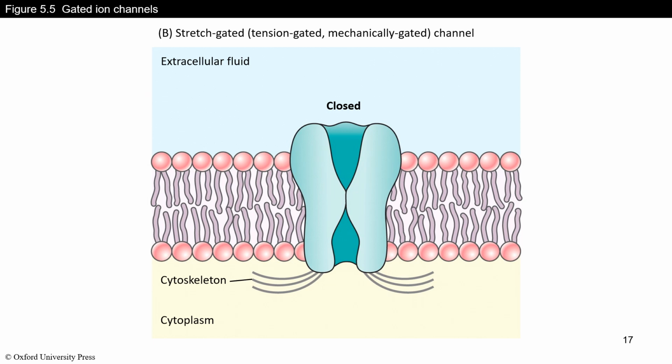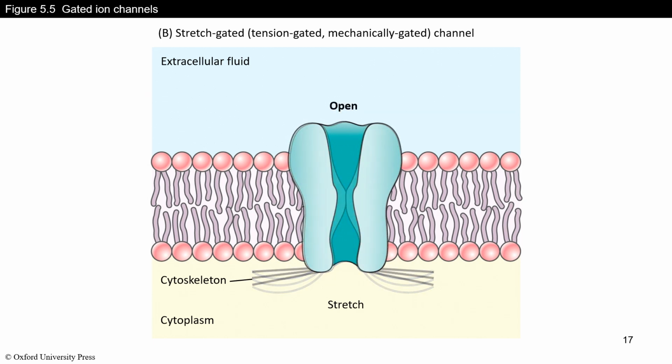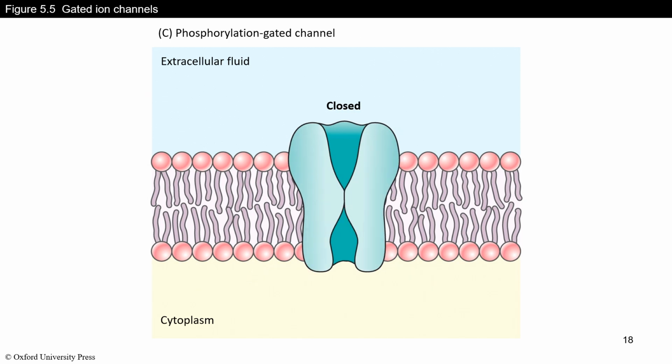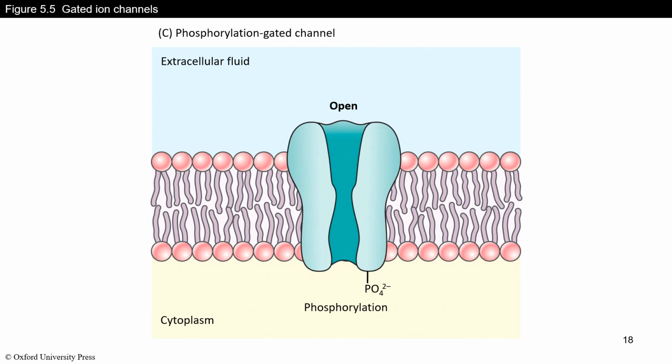Note that this channel is associated with the cell's cytoskeleton. When these cytoskeletal elements are stretched, this opens the channel. Here's a phosphorylation gated channel. I bet you can guess what signal must be received to open this channel. When the channel is phosphorylated, or has a phosphate group added to it, then this opens the gate.